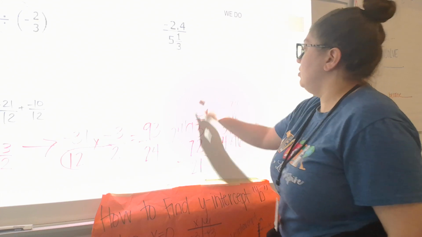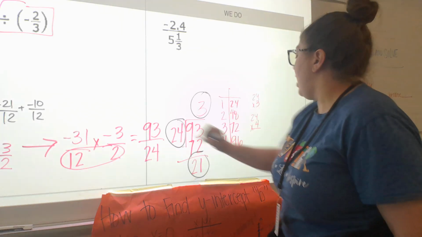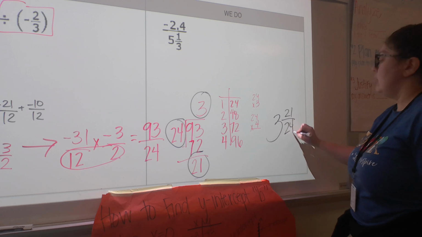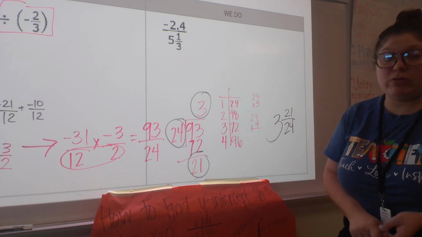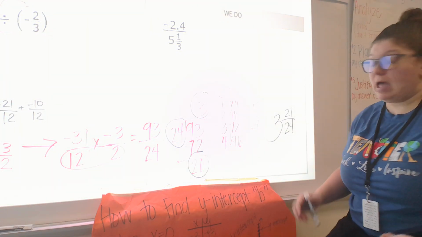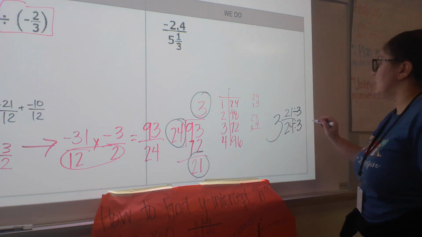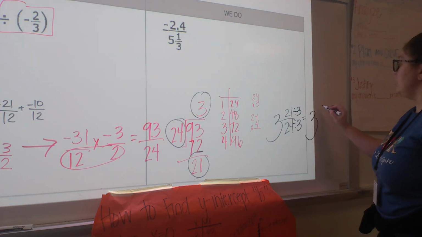So now I have 3 and 21 over 24. If I look at a multiplication chart, I can simplify that by 3. So I get 3 and 7 over 8.